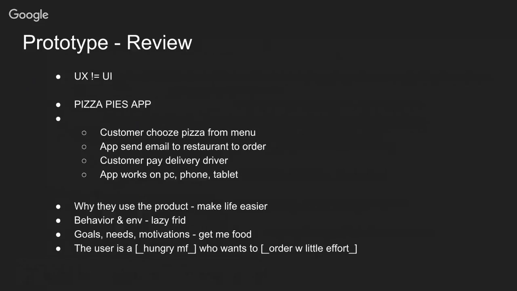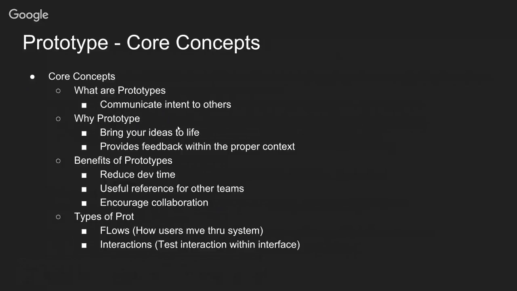Okay, so in prototypes, I'm not sure how far I am in this slide, but again, this is the review. Just a reminder, we're doing the Pizza Pie app. We asked the questions, and now we're going to be talking about the core concepts of prototyping. So what are prototypes? Prototypes are pretty much the architectural model. There are different ways to look at the system. It helps the designer test out different interactivities and flows, and it's a good way to communicate your intent to others.